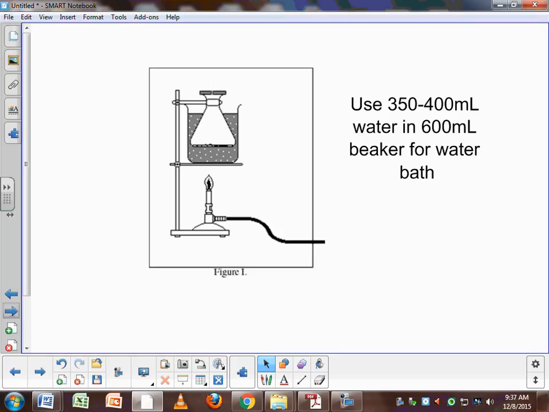Some procedural comments on the lab. This is our setup, right? We have our stand with our Bunsen burner, and you are going to clamp your flask in place. This is a big point. The lab says for the hot water bath to basically fill up the 600 milliliter beaker with water. That is a procedural change. I made a note on the front cover. You only want to use about 350 to 400 milliliters of water in that beaker, because you need to be able to comfortably fit your flask in it.